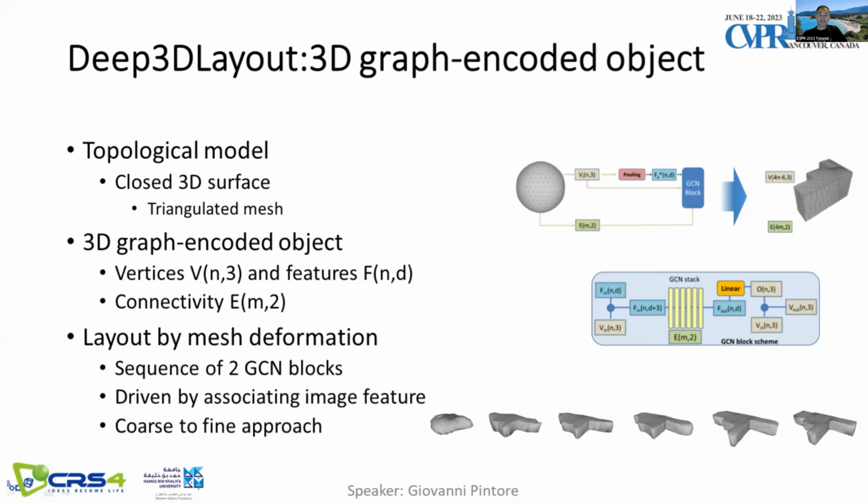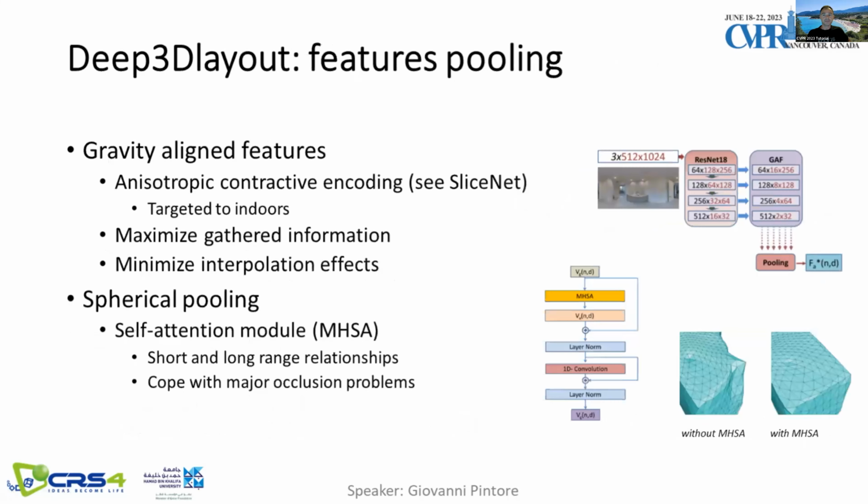To increase the robustness, we employ a coarse-to-fine approach in which we first target the reconstruction of coarse meshes starting from the initial sphere, and then we refine in a second step the coarse mesh to the final one. Here we have an example of the sphere deformation until we reach the room shape.